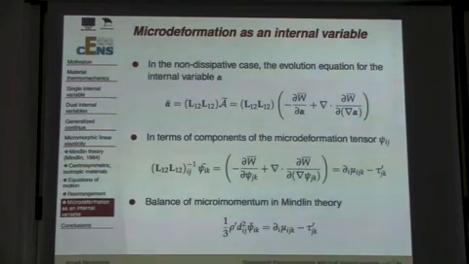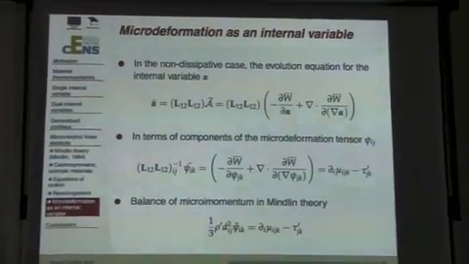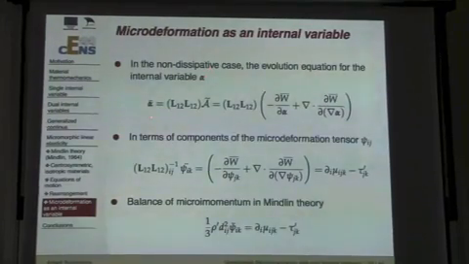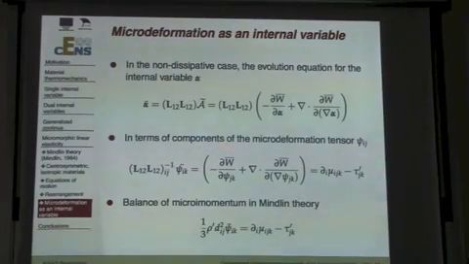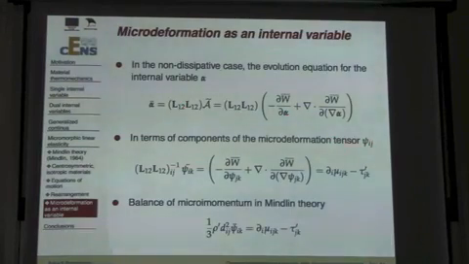Just now we simply identify this micro deformation with our internal variable alpha, and the evolution equation for alpha was in this way. And if we take this micro deformation tensor instead of alpha, we obtain this kind of evolution equation. And you can see the full identification with Mindlin theory. Mindlin theory introduced this, we obtain this. We don't know these coefficients in principle. We need a constitutive equation for that. But the structure of equations is simply the same.